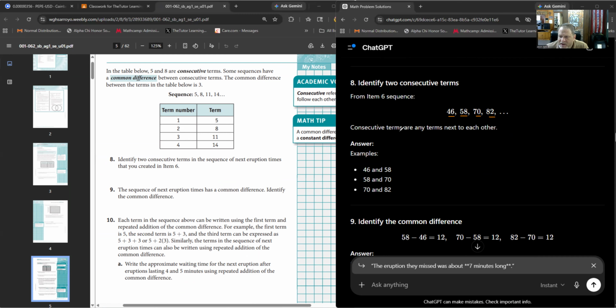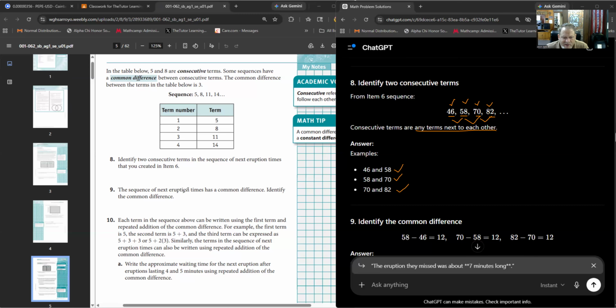Okay, consecutive terms are any terms next to each other. That's what consecutive terms are. All right, so let's look at our examples. We have 46 and 58, 58 and 70, and 70 and 82. Those are our consecutive terms. We actually identified 3 instead of 2.